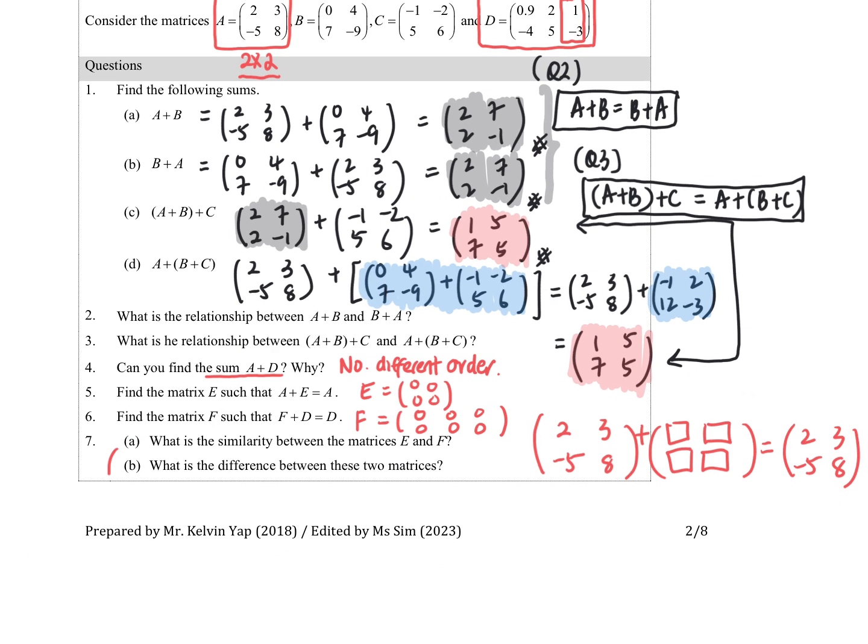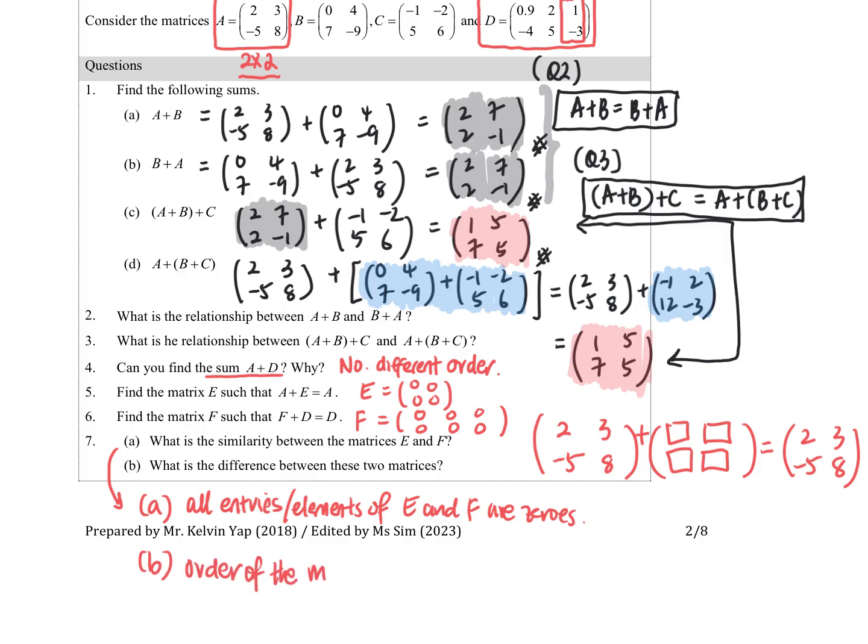So 7A asks you, what is the similarity between matrix E and F? Okay, so all entries, sometimes we call it entries, sometimes we call elements, of E and F are zeros. And then what is different about them? The order. Okay, the order of the matrices are different.